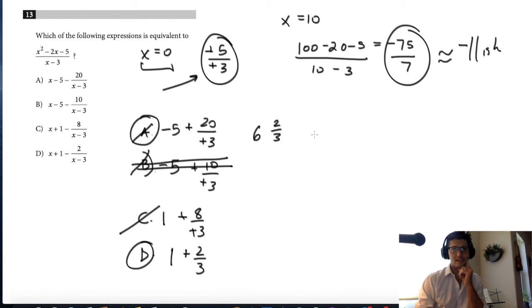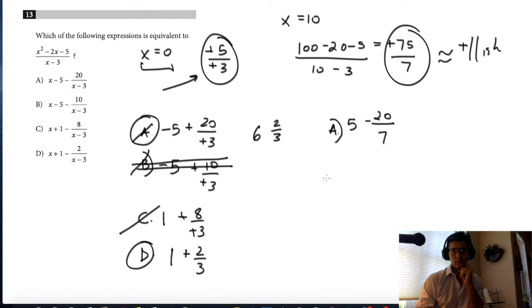So A is saying, what? X minus 5. Okay, so that's 5. Answer choice A says 5 minus 20 over, I guess, 7. So I don't think so. And I totally think I messed this up again because this is totally positive 11. Train wreck. But I still don't think that this is going to give us what we want.